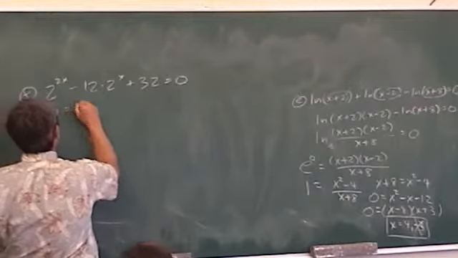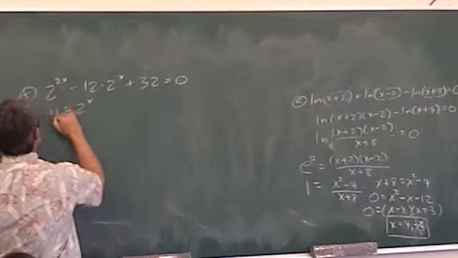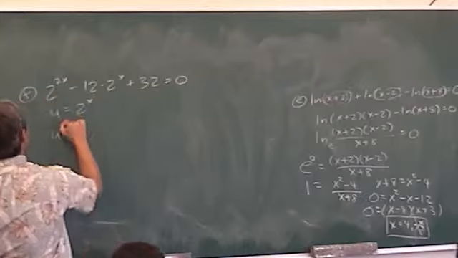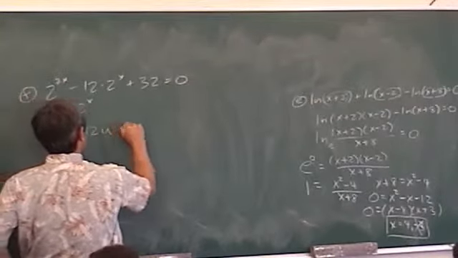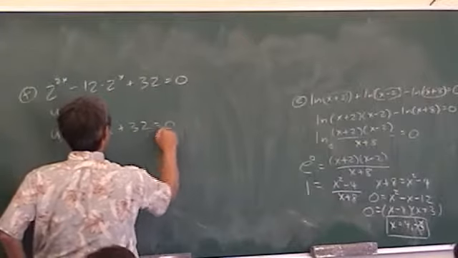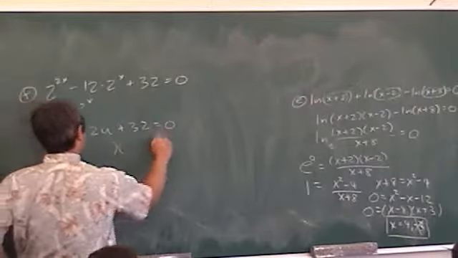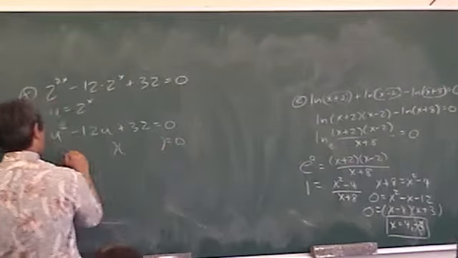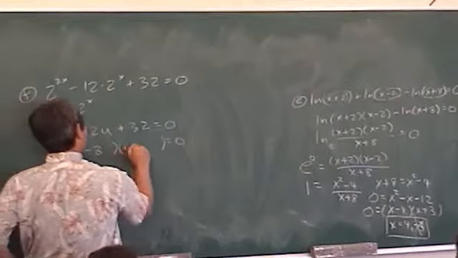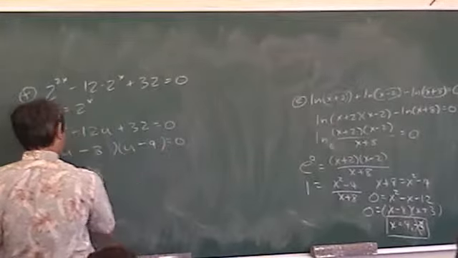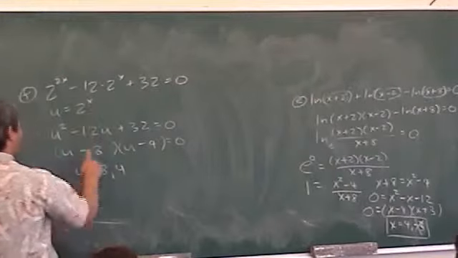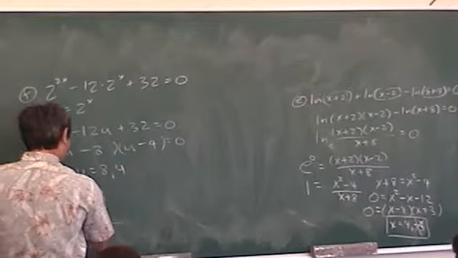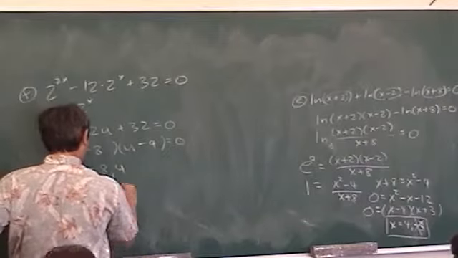So u equals 2 to the x. So this becomes what? U squared minus 12u plus 32 equals 0. Is that factorable? Yeah. So what is that? U minus 8, U minus 4. So U equals 8 or 4. Box that, that's the answer. No, you got to resubstitute back in. So 2 to the x is equal to 8 or 4.